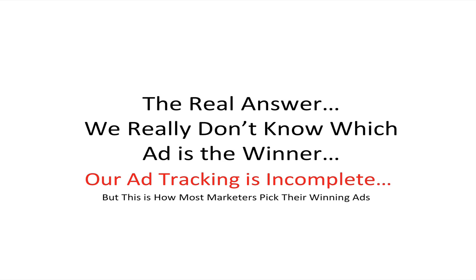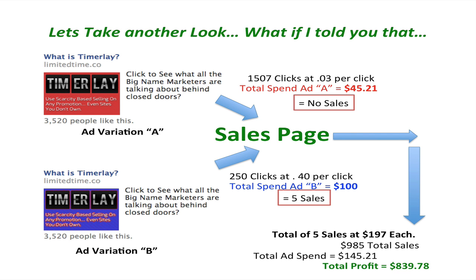Now, maybe you're sitting there saying, well, Dr. Ben, that's crazy. What do you mean? It's clear that A is the winner, the red one, because it's getting more clicks and it's getting them for a whole lot cheaper. I mean, we spent pretty much double on B. And what are you talking about, Dr. Ben? Well, this is what I'm saying.